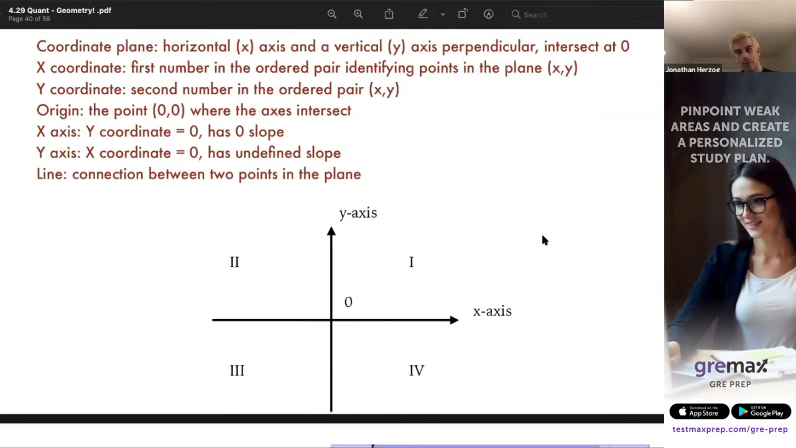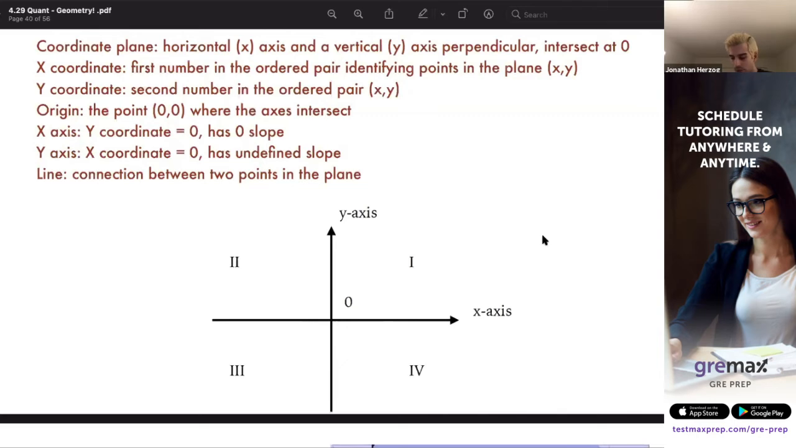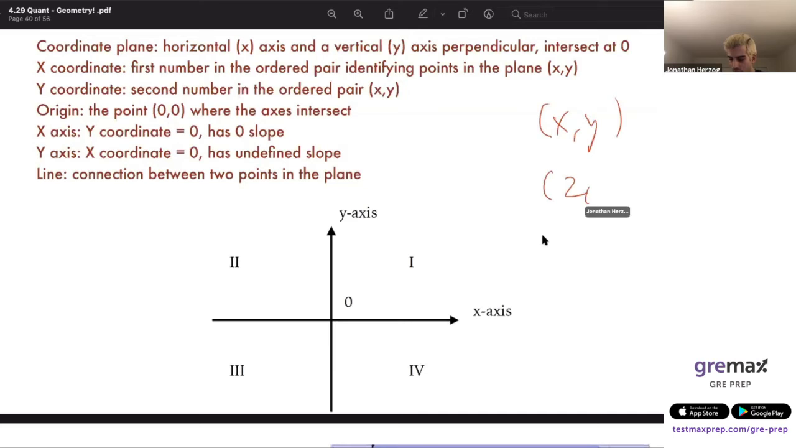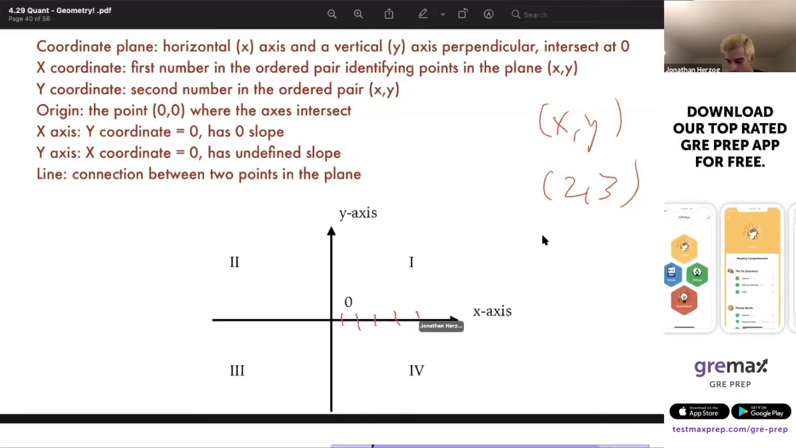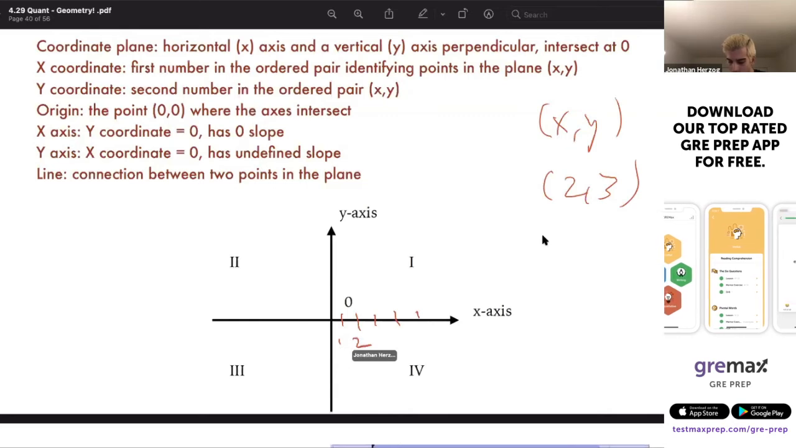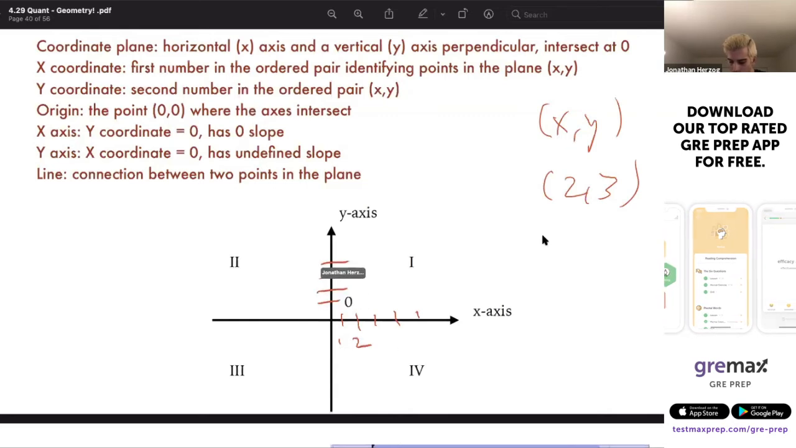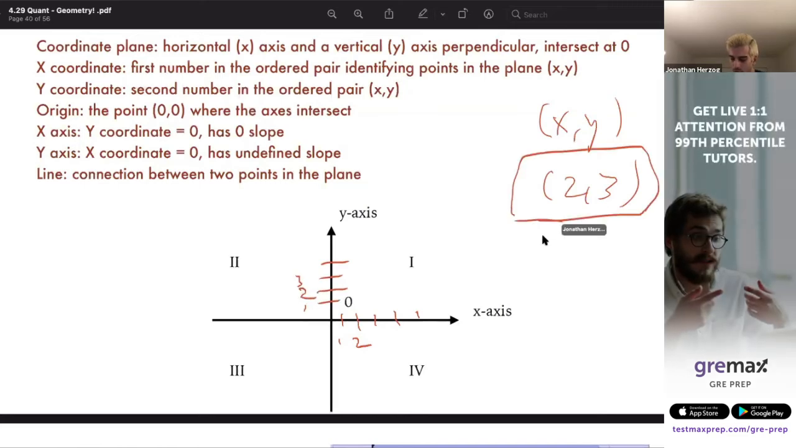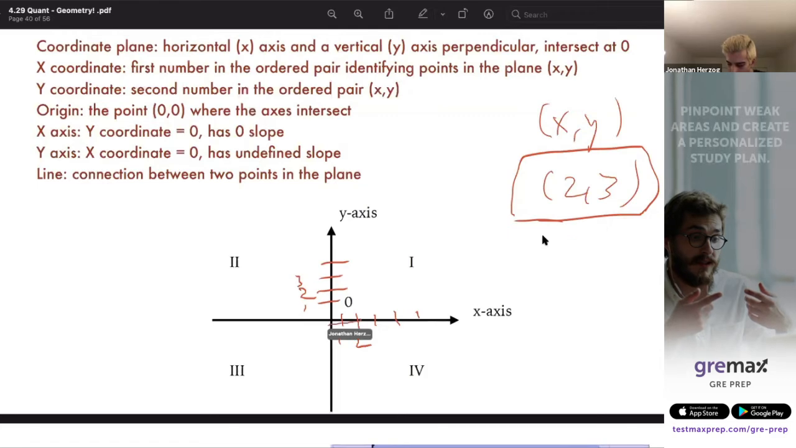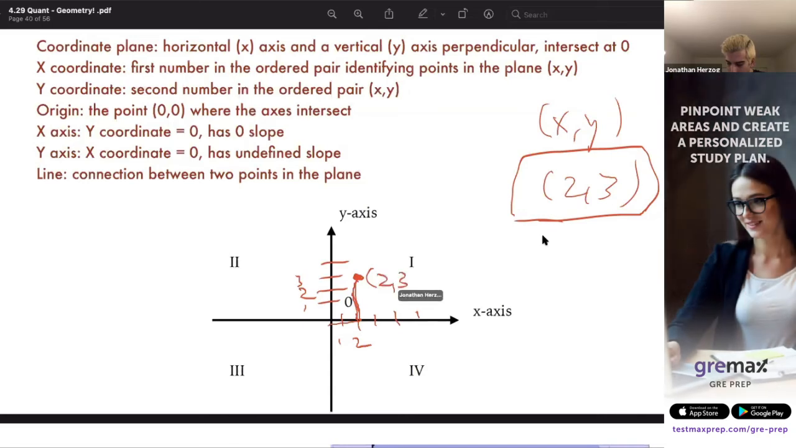The x-coordinate is the first number in the ordered pair, identifying a point in this two-dimensional plane: x, comma, y. So 2, comma 3. On the x-axis, positive numbers go this way, so this would be 1, 2. On the y-axis, positive numbers go this way. This would be 1, 2, 3. So if I'm given the x, y coordinate 2, 3, I'm going to go 2 to the right and 3 up, and I've arrived at point 2, 3.